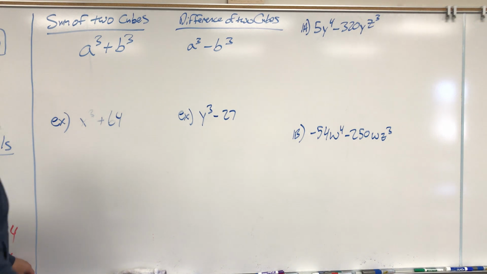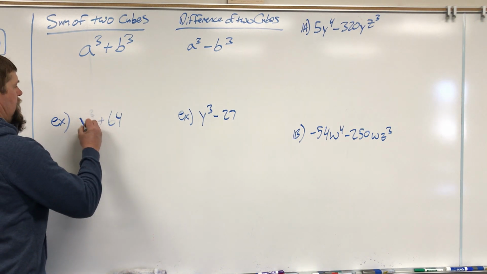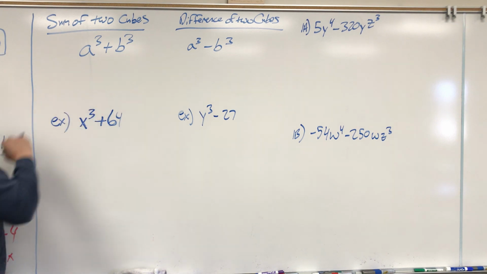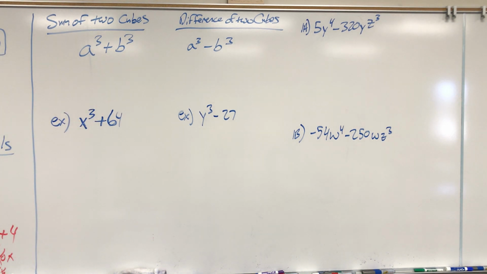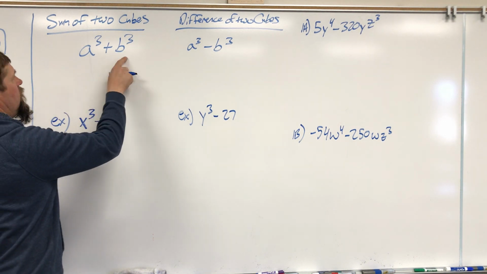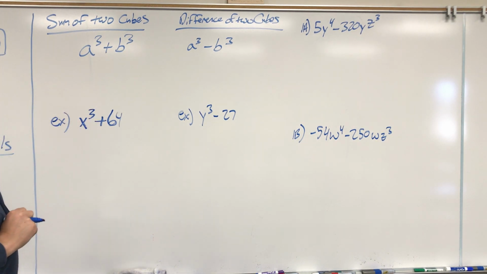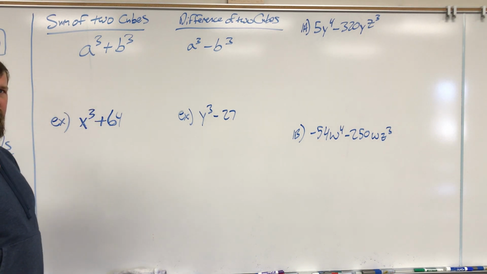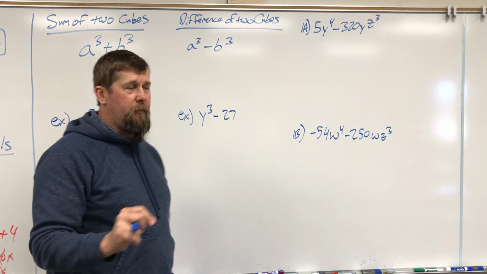Okay, let's see, this is the sum of 2 cubes. Basically what we have here is 2 perfect cubes added together. That is factorable. It has a pattern to it. You need to know the pattern.